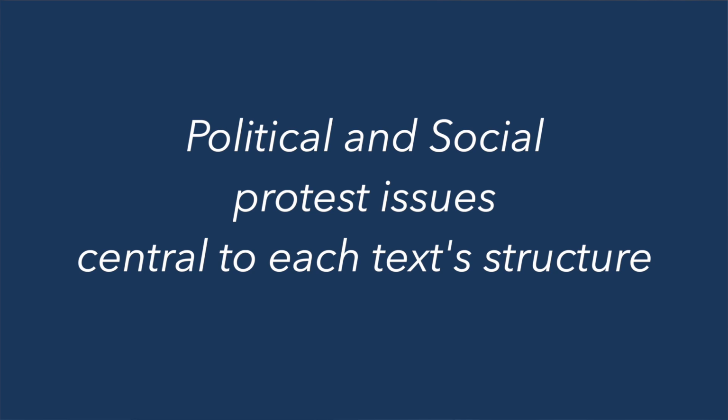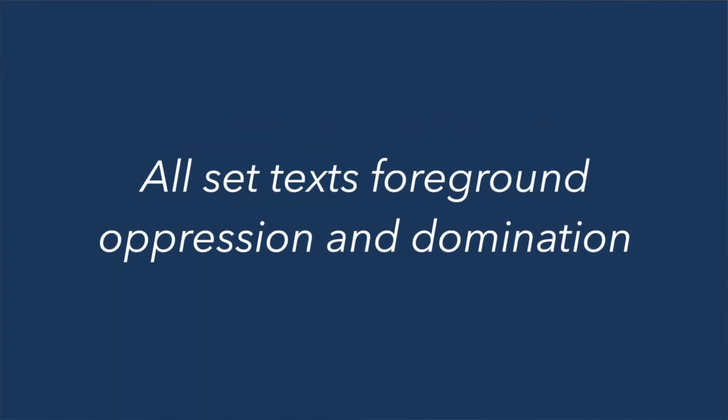The political and social protest genre covers representations of both public and private settings. All set texts foreground oppression and domination, and they all look at the cultures we live in and have lived in over time. A crucial word in the title of this option is elements, and you'll need to consider the specific elements that exist in each of the texts.